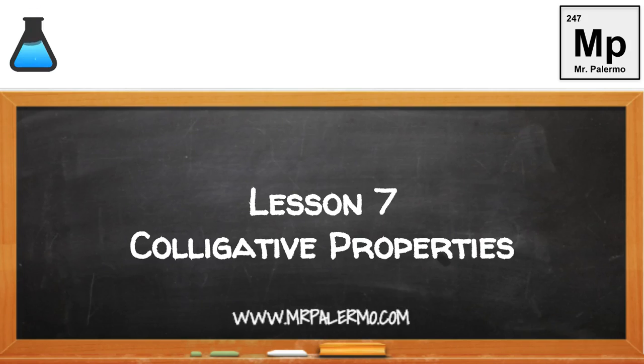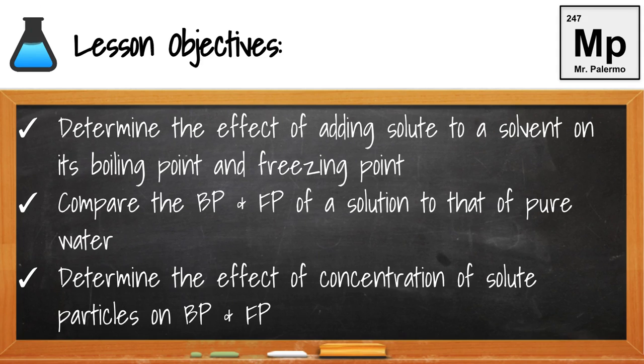Welcome to Lesson 7 on colligative properties. Our lesson objectives: determine the effect of adding solute to a solvent on its boiling and freezing point, compare the boiling and freezing point of a solution to that of pure water, and determine the effect of concentration of solute particles on boiling and freezing point.